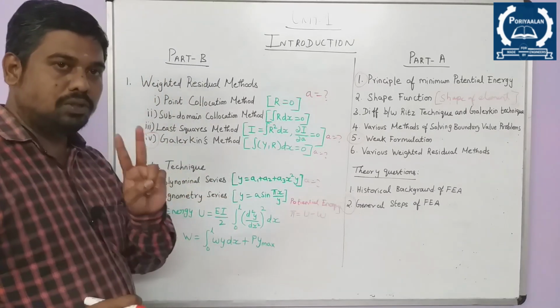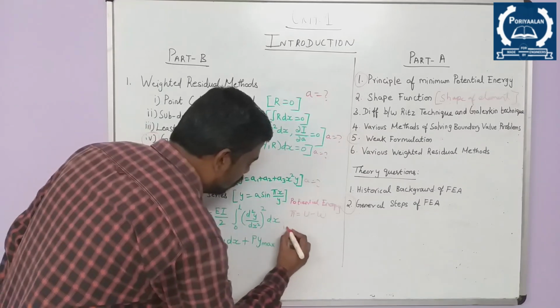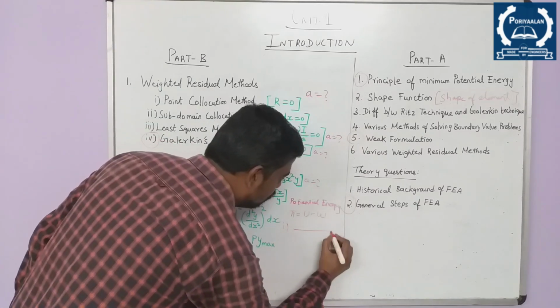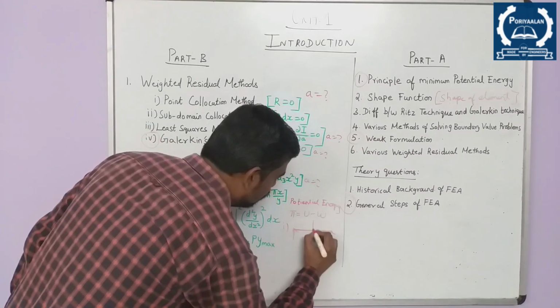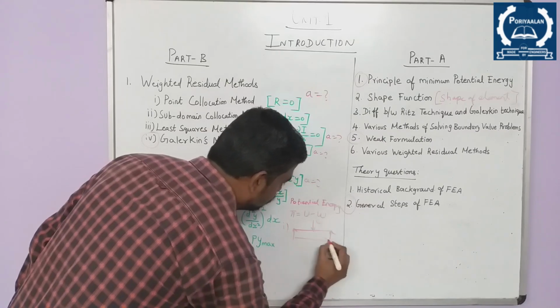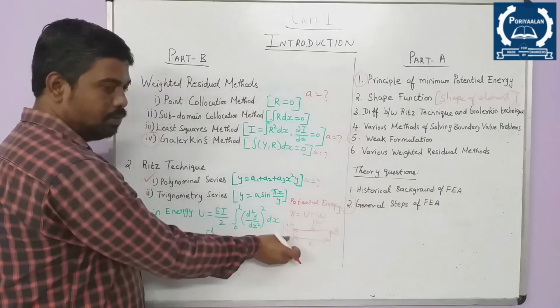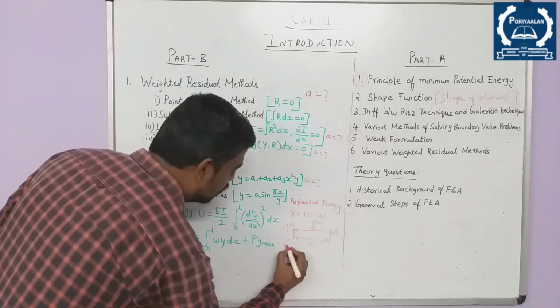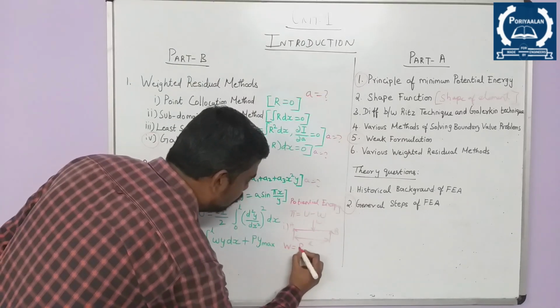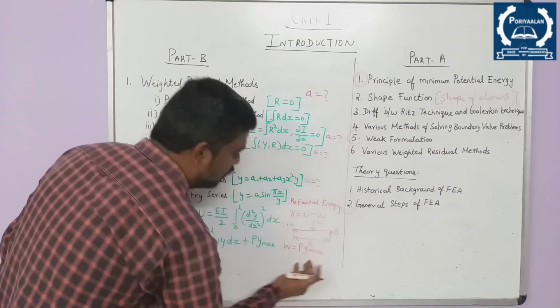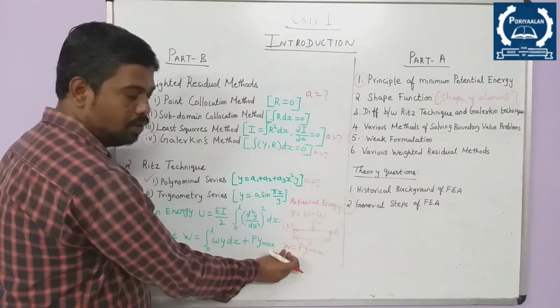How do we select the formula for the work done? In these Ritz techniques there are only 2 problems. The first problem is a simply supported beam acted on by a point load. If a simply supported beam is acted on by a point load, you take the work done W is equal to P y max. So you take P y max and find the value of the work done.